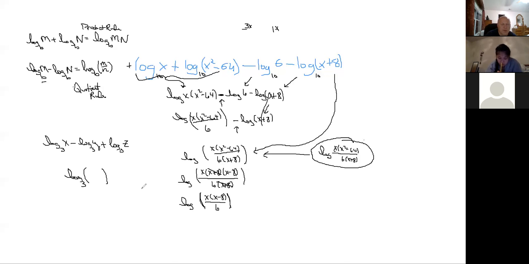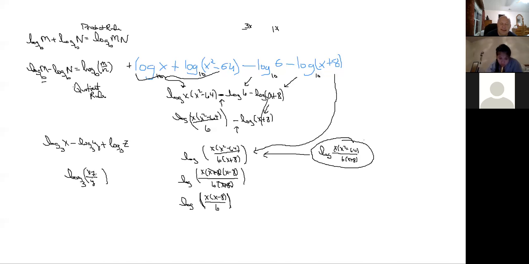What's the sign in front of the log base 3 of x? It's plus, right? Yes. So it goes on top. Now log base 3 of y, it's got a minus, right? So where does the y go? Down. Now plus the log base 3 of z. Where does the z go? Up.